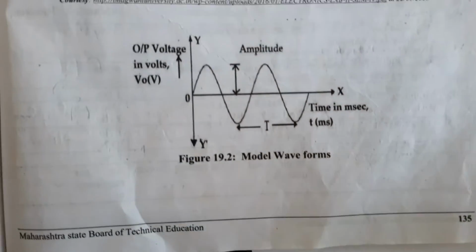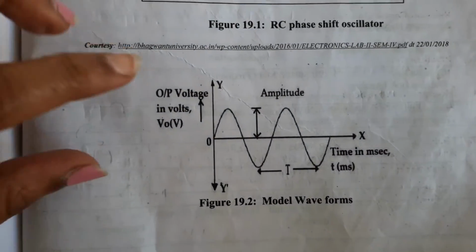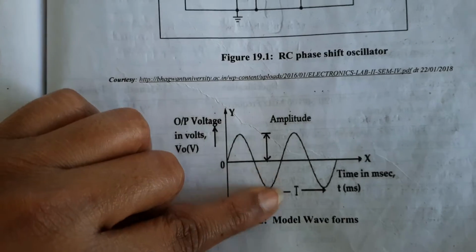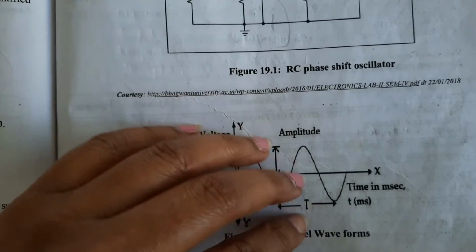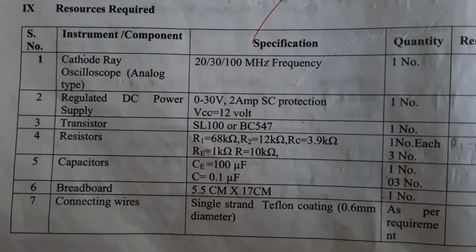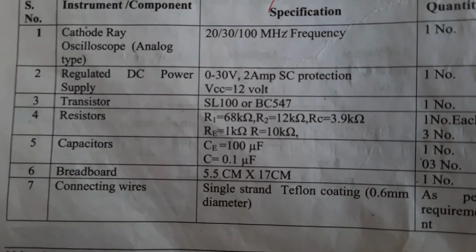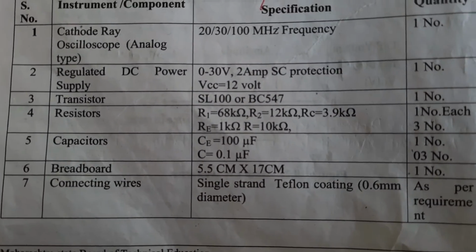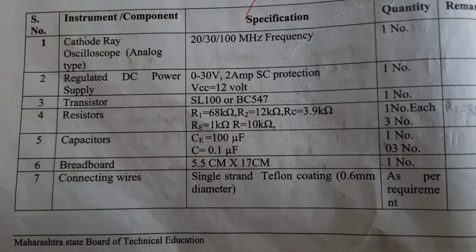So this way you will be getting the output. So this is the output waveform, sine wave. This is the amplitude. These are the resources required: CRO, power supply, transistor, resistors, capacitors, breadboard. So let us see how the kit works.